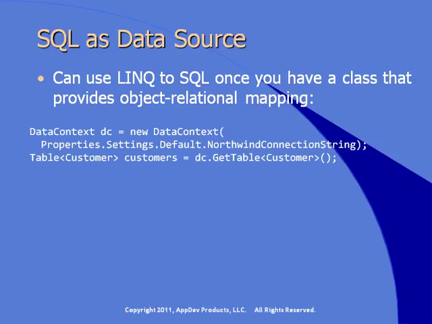Now, just to be completely clear, on the left-hand side there, I could have used the var keyword. Var customers equals dc.getTable, and that would work fine. My tendency is to only use the var keyword where it's completely clear from the context what the data type will be. And in this case, it's not completely clear that getTable returns a table of customers. You could probably guess, but just to make it clear, I've included all of the code here.